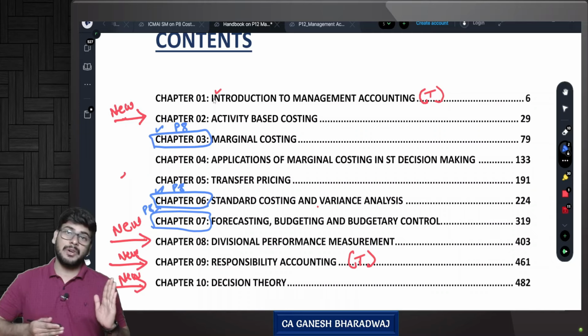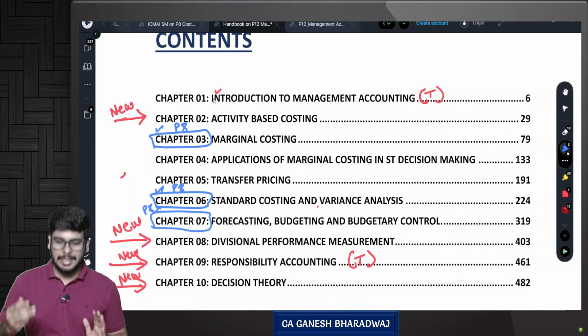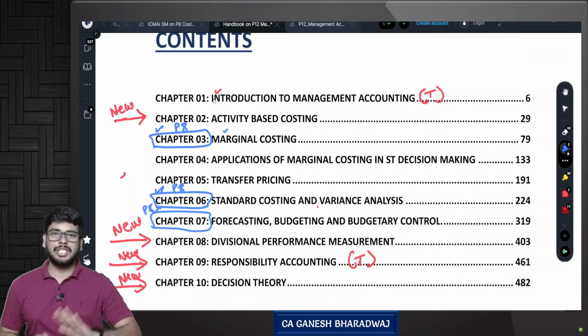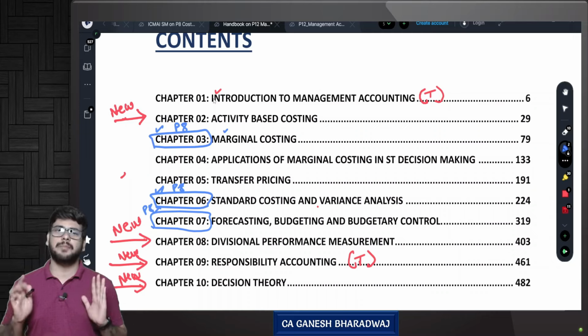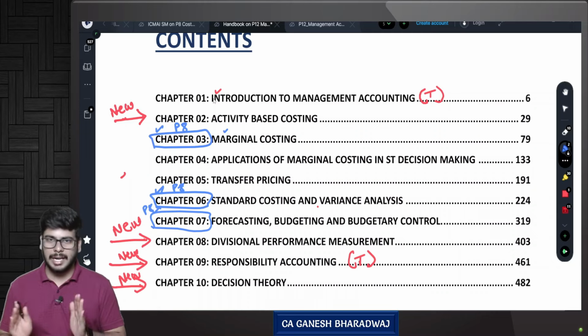But apart from what you learn in paper 8 cost accounting, certain extra areas are also seen inside each of these chapters. So don't think that whatever is there in these three chapters in paper 8 is exactly what is there in paper 12 management accounting. Whatever is there in paper 8 is definitely there in paper 12.